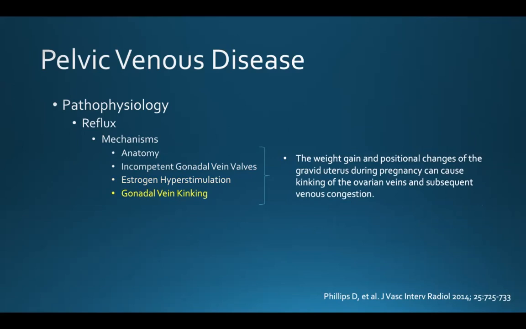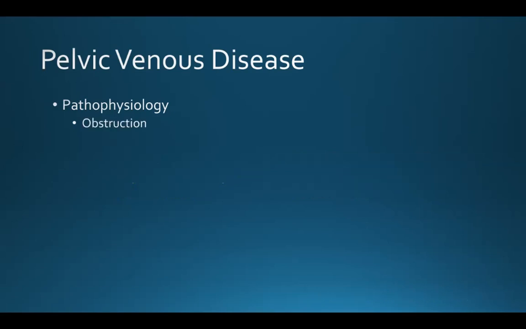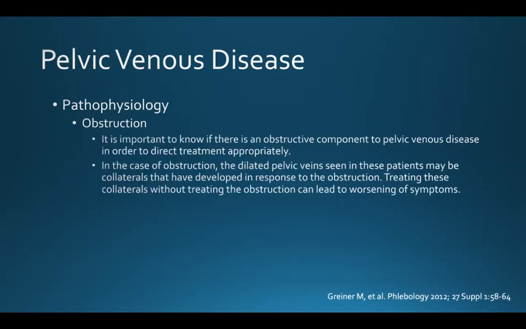The weight gain and positional changes of the gravid uterus during pregnancy can cause kinking of the ovarian veins and subsequent venous congestion. Remember that obstruction is also a potential reason why these symptoms might occur. And it's important to know if there's an obstructive component to pelvic venous disease in order to direct treatment appropriately.